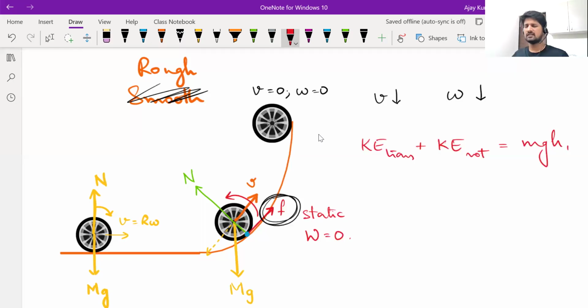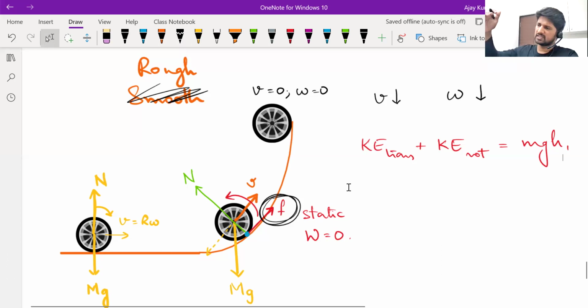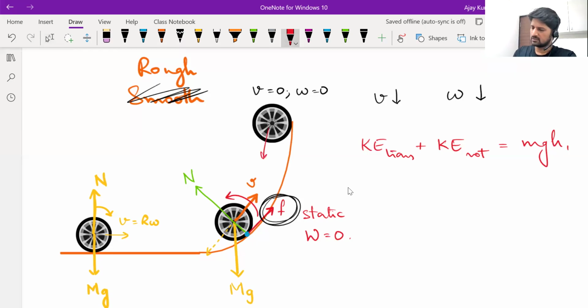So this is all slightly counterintuitive. On a rough surface, it goes higher than on a smooth surface. And then after reaching that maximum height, it will again come back rolling only if friction is sufficient. As it comes down, friction will continue acting. The mg component and friction will give it velocity, and friction will give it omega. It will continue pure rolling down the incline also.